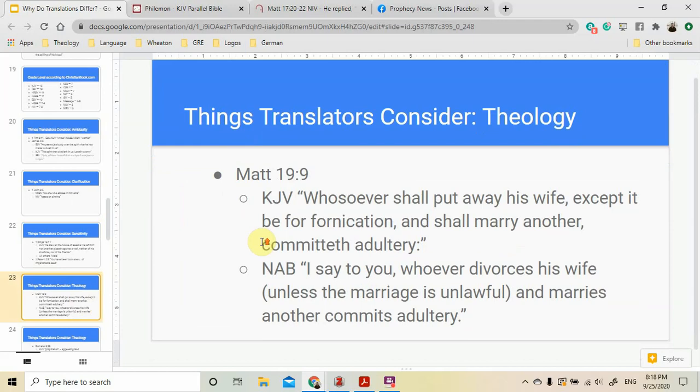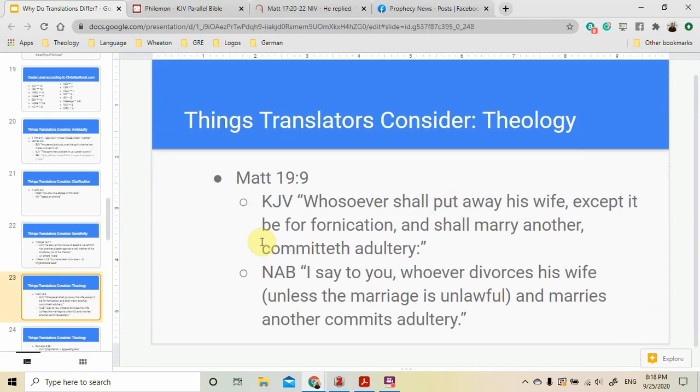And then another one here is theology. This is kind of what that Prophecy Times Facebook post was warning us about. They're trying to say that modern translations are trying to skew theology, which is not true. Very rarely are translation differences going to be on account of theology. So here's just a few examples.